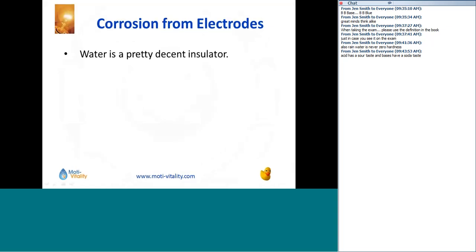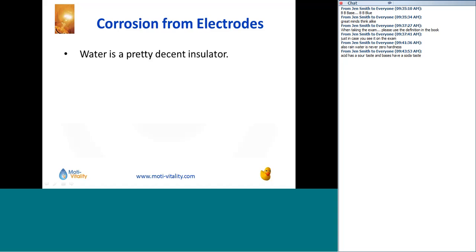Water is actually a pretty decent insulator. We talked about this early on, and we will mention this again when we talk about drinking water systems, but water by itself does not conduct electricity. In fact, when you look at your TDS meter, your total dissolved solids meter, it has these 2 little prongs in it. It shoots a current from one to the other, and it measures the speed that current travels. The faster the current travels, the more stuff is in the water.